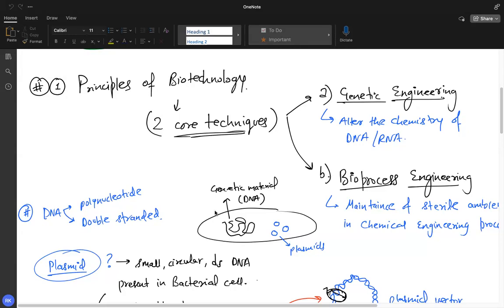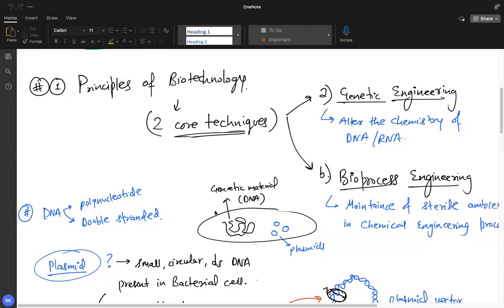Even a bacteria should not come and contaminate, or any toxin or any protein or anything should not contaminate that whole experiment. So the thing is, maintenance of this sterile ambience is equally or even more important than engineering the genetic itself. So that's called bioprocess engineering. So these two are the pillars of biotechnology.